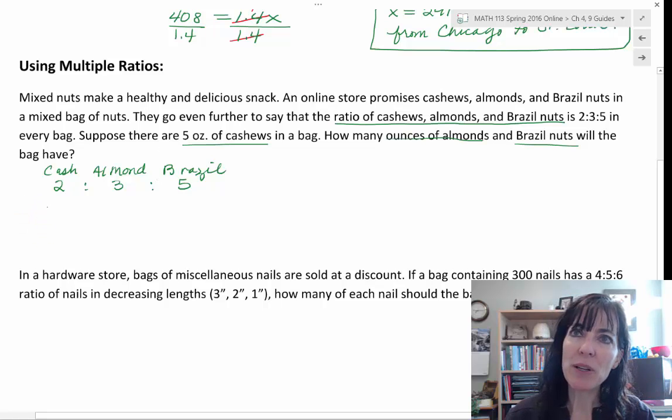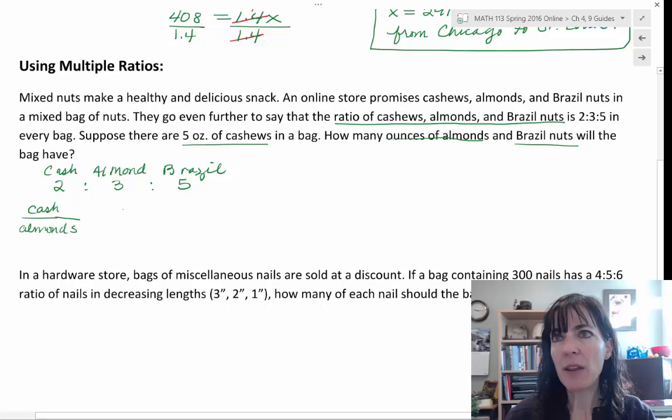So the first step is we would write cashews to almonds. And we know from our ratio that that is going to be 2 to 3, cashews to almonds. And then we also know that we have 5 ounces of cashews, so that's going to go in the numerator. So we'll have 5 ounces of cashews to X ounces of almonds. And then we have a simple proportion equation to solve.